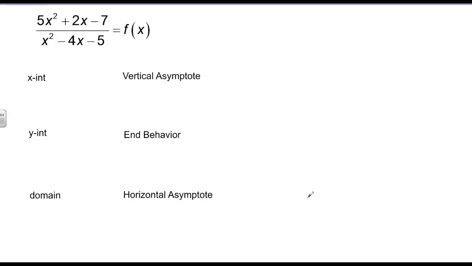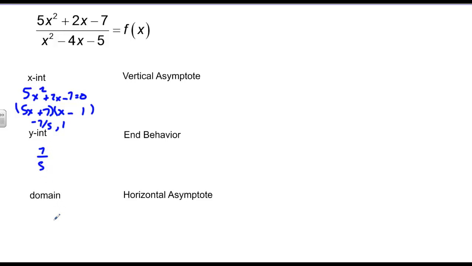So once again, we're going to find our x-intercept by setting our numerator equal to 0. I have to factor in this case, so that's 5x squared plus 2x minus 7 equals 0. I'm going to need a 5x and an x, and I'm going to need a 7 and a 1. This one's got to be my positive, this one's my negative, so I get -7/5 and 1 as my x-intercepts. My y-intercept is 7/5.